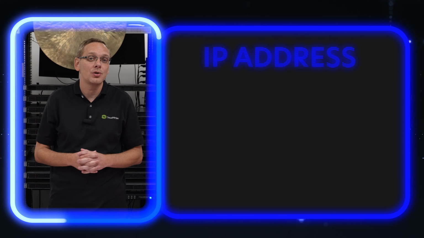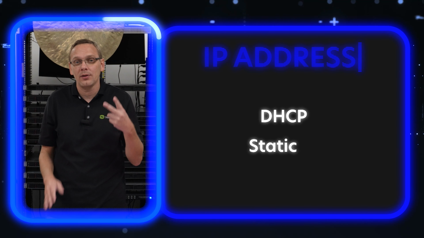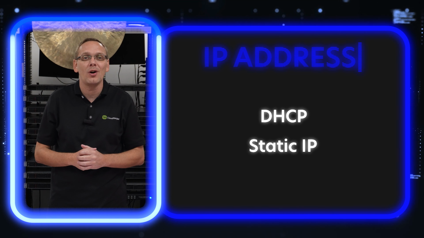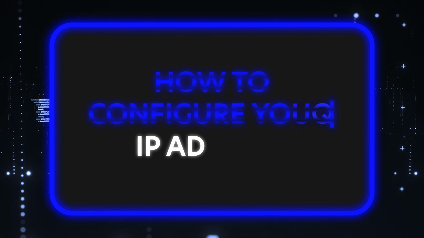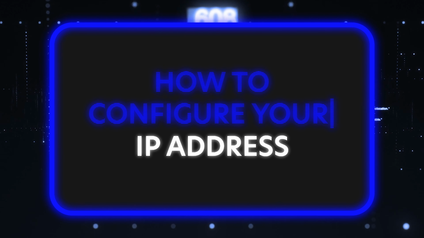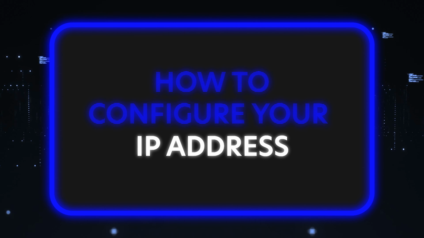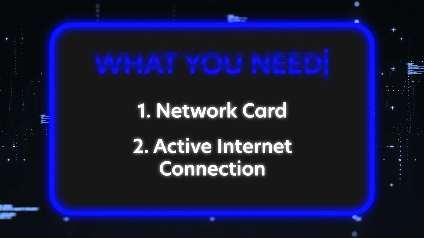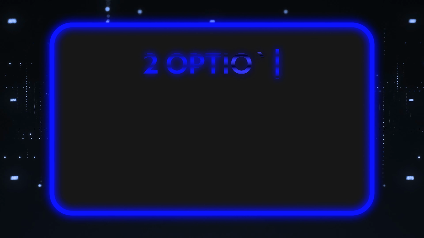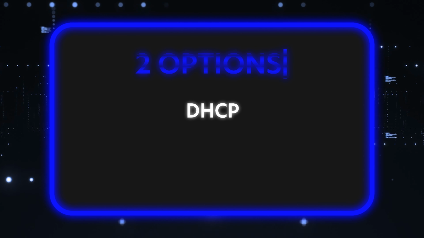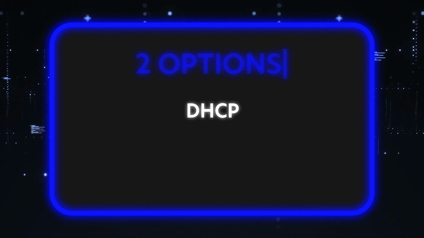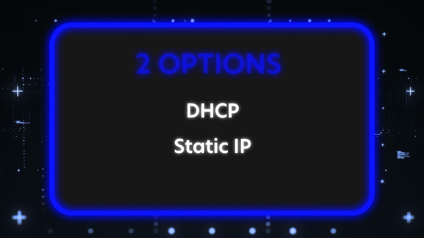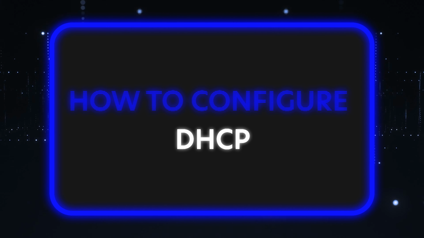All right, what we're going to do in this video, we're going to show you how to update your IP address. We're going to show you DHCP and static, the two different ways to do it. So let's just get into all the step-by-step instructions. We're going to show you how to configure the network settings for your 15th gen Dell server. We will need a network card and an active network connection. And we have two options for setting an IP address: DHCP, which is automatically going to pull your IP address, and static IP, which we will have to set manually. All right, let's start with DHCP.